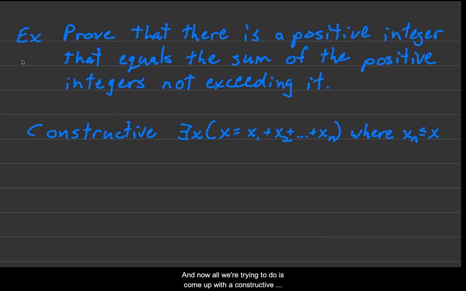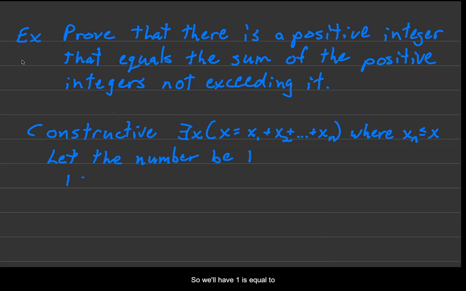And now all we're trying to do is come up with a constructive example to show that there exists some x that this is true for. Not that this is true for all x, simply that this is true for an x. And all we have to do is find one. So here we can say, okay, let the number be 1. So we'll have 1 is equal to 0 plus 1. 1 is indeed equal to 1. Therefore, this is true. Fantastic. First one done.